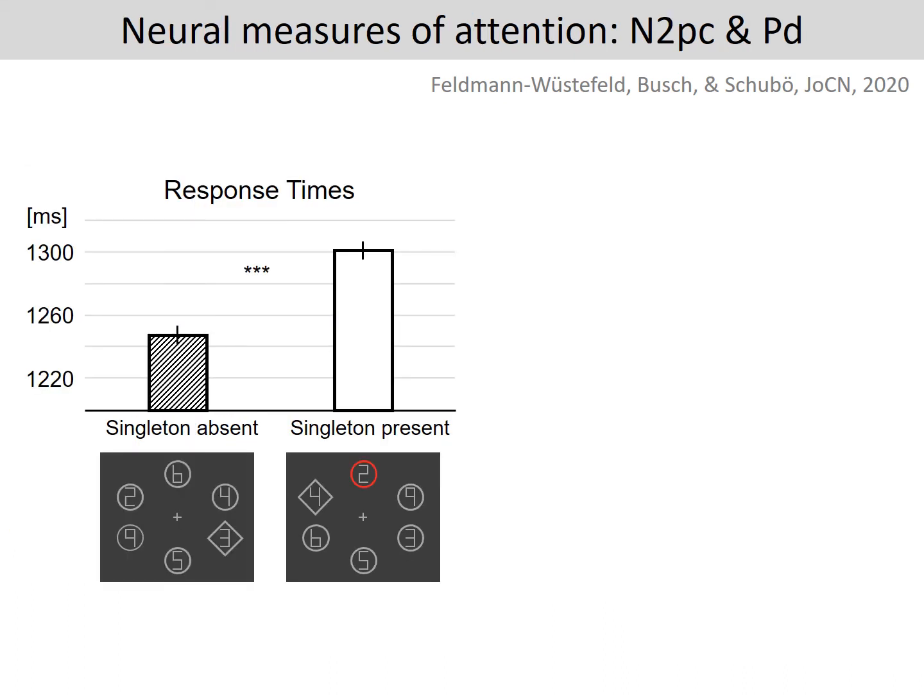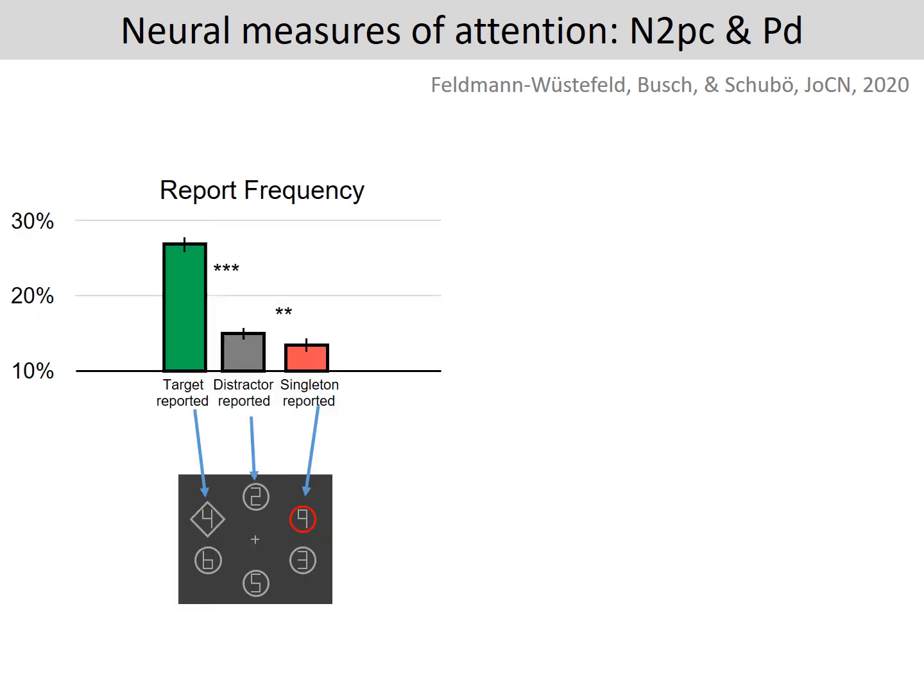Behavioral results showed that it took participants around 50 milliseconds longer to report the target identity when an additional singleton was present compared to when no such additional singleton was present. We also looked at the report frequency. We replicated Gaspelin and colleagues' findings. Target identities were more often reported than neutral distractor identities, and singleton distractor identities were less often reported than neutral distractor identities, showing that in the present study we observed behavioral evidence for suppression below baseline.